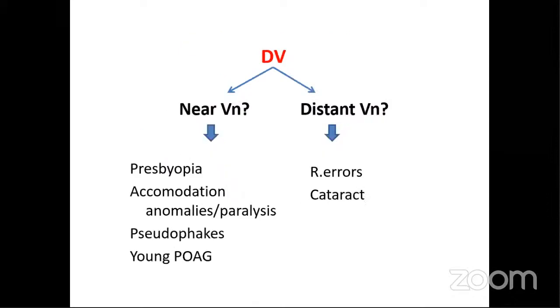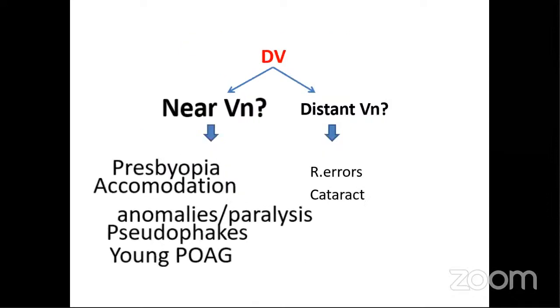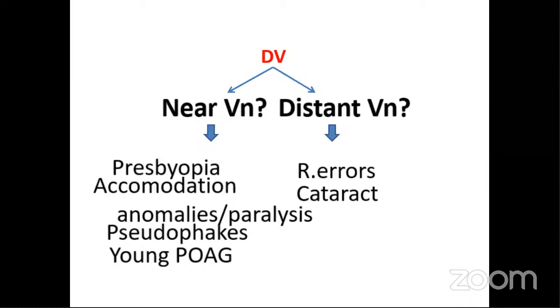Next, defective vision will be more for near, sometimes, especially in presbyopia or some problem with accommodation, whereas distant vision defect you usually encounter in refractive errors and cataract.